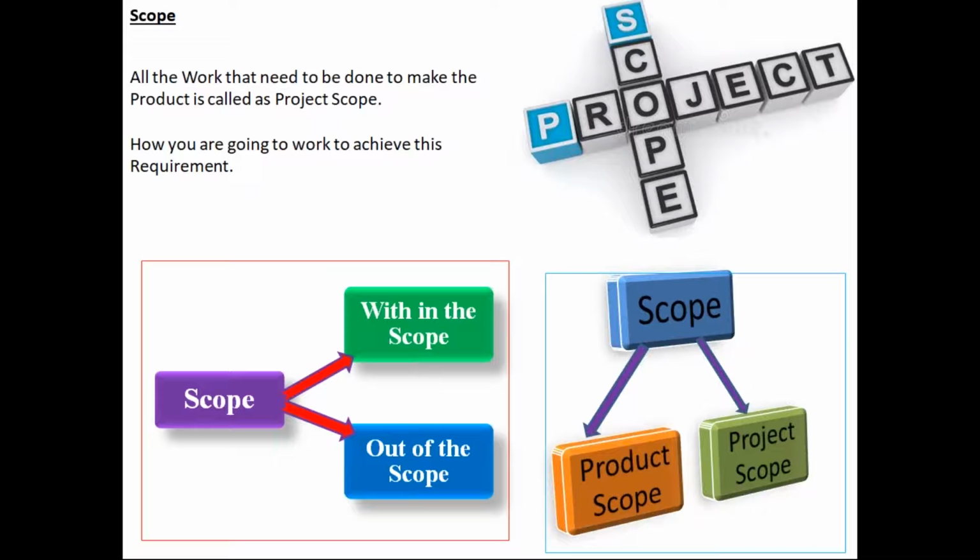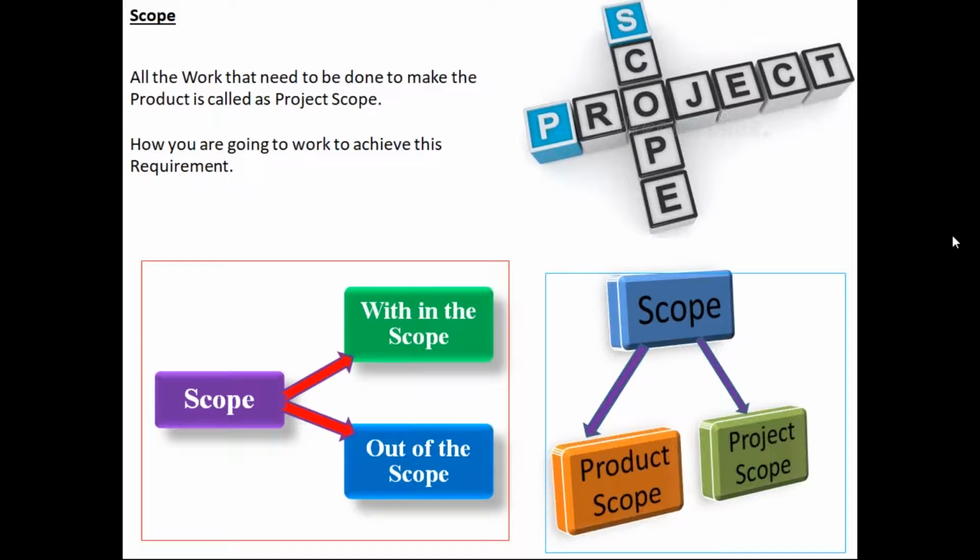Scope refers to all the work involved in creating the deliverables of the project and the process used to create them. As you see in this slide, you can have the product scope and the project scope. Product scope is more oriented towards the functional requirements, while project scope is more work oriented. Product scope focuses on features, components, and functionality, rather than the amount of work or what work is to be done. Project scope is all the work that needs to be done to make the product. Here you see how you are going to work to achieve this requirement.